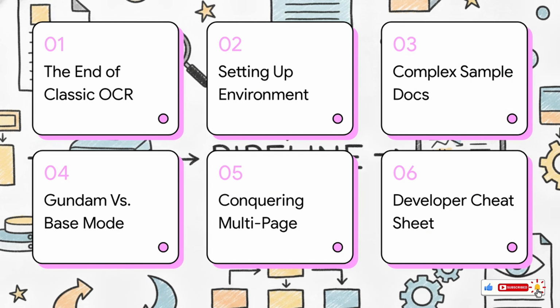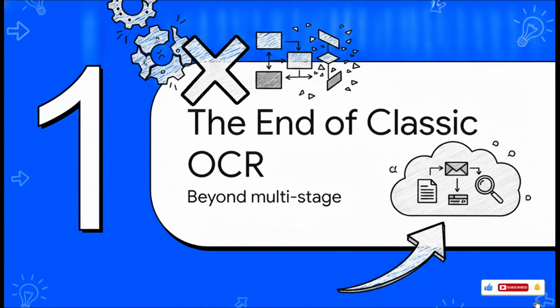All right, here is our roadmap for the explainer today. We're going to start with the End of Classic OCR, then move right into setting up your environment. From there, we'll generate some complex sample documents, compare Gundam versus base mode, conquer multi-page PDFs, and wrap the whole shebang up with a practical developer cheat sheet. Okay, let's dive into this.